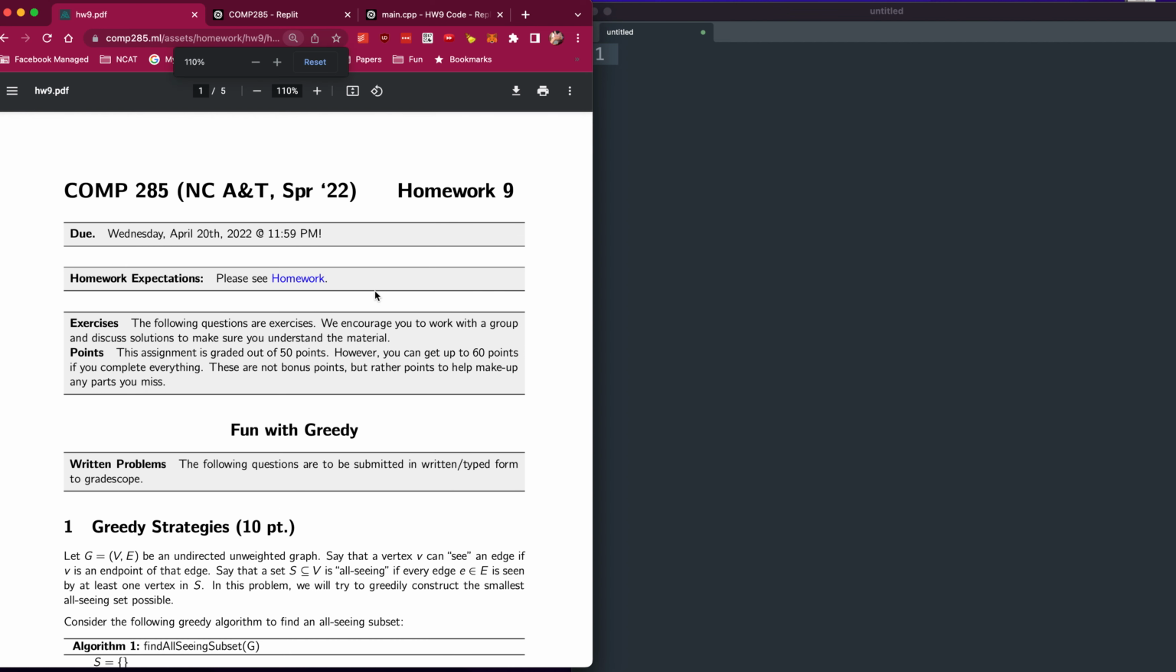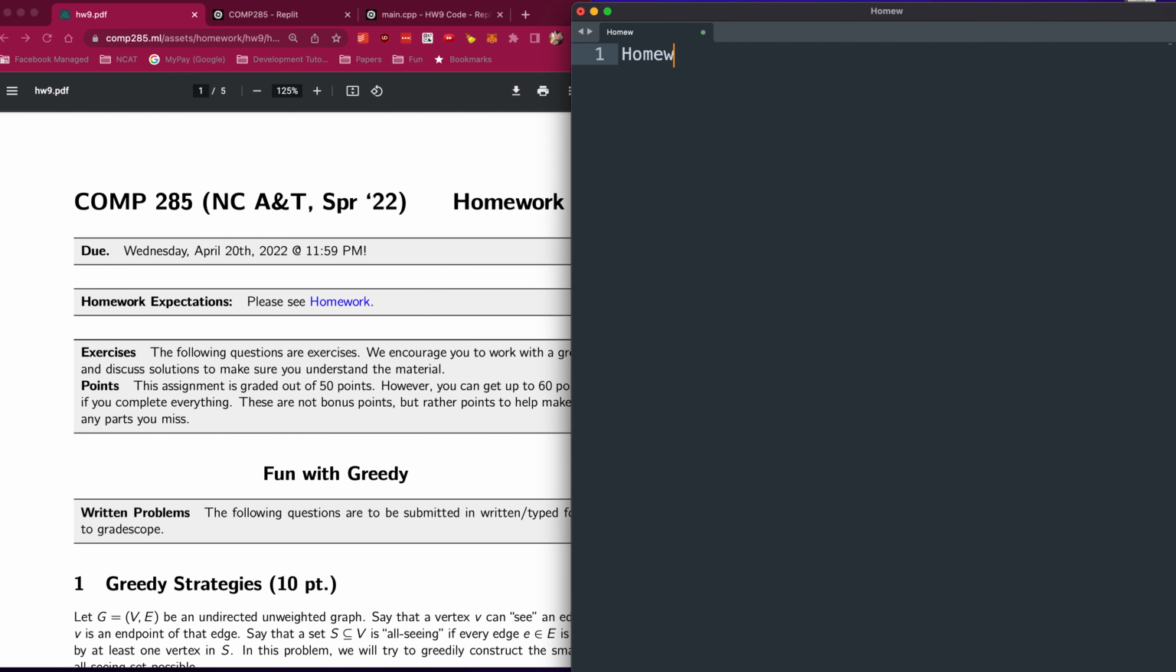Hello everyone, and welcome to the Homework 9 walkthrough. In this homework assignment, we are going to be covering a lot of greedy algorithms. This assignment is meant to be a little shorter than the others, so I went ahead and released this walkthrough today just to make sure that you had an opportunity this weekend to take a stab at the homework and see how much progress you were able to make.